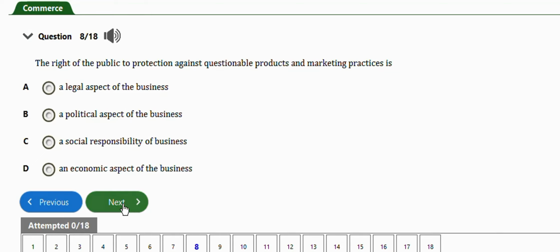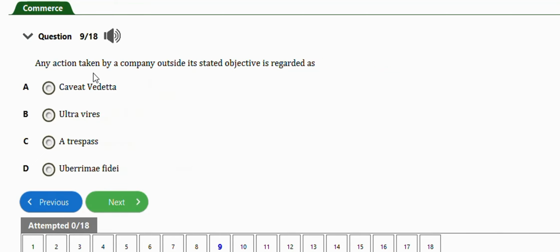This question says any action taken by a company outside its stated objective is regarded as ultra vires. The right answer is option B. Take note of this question, guys.